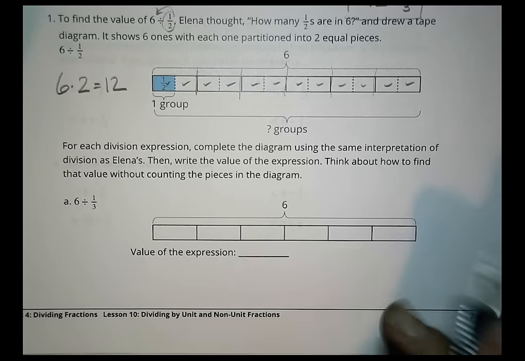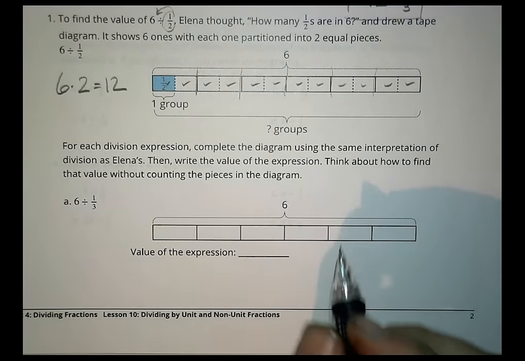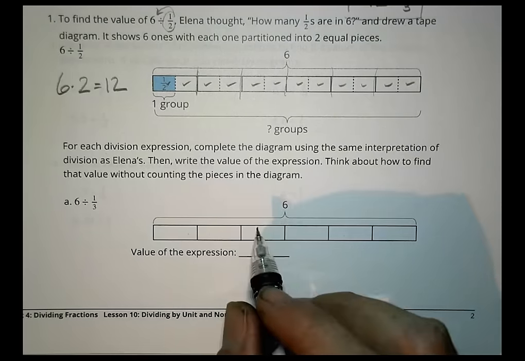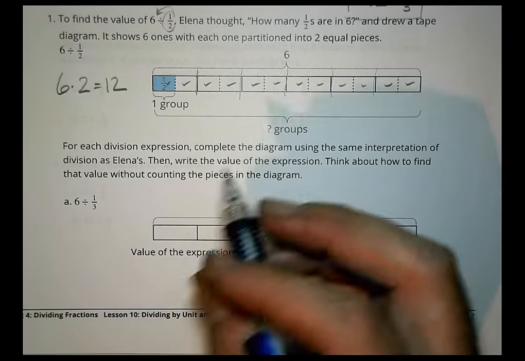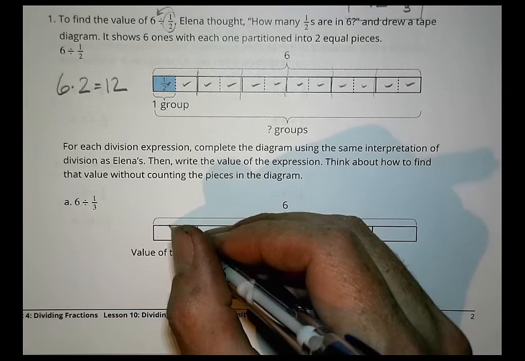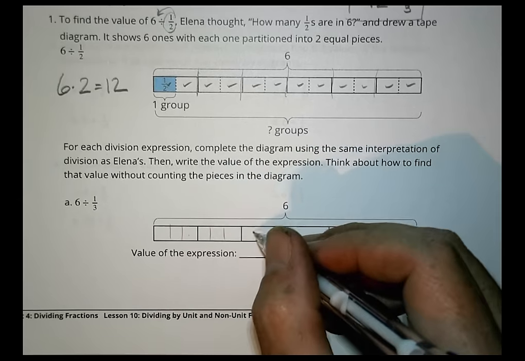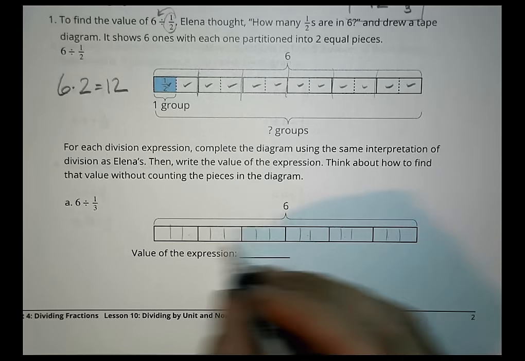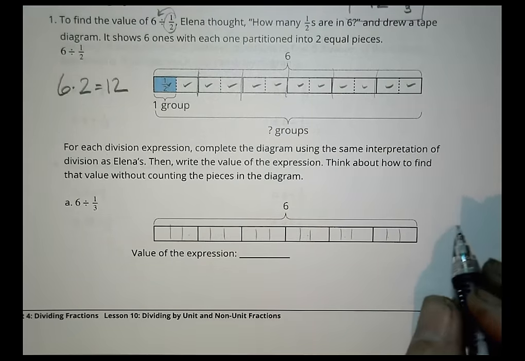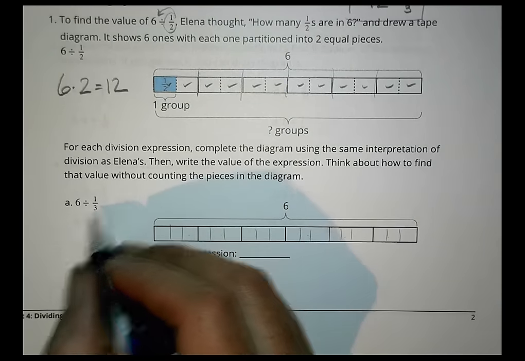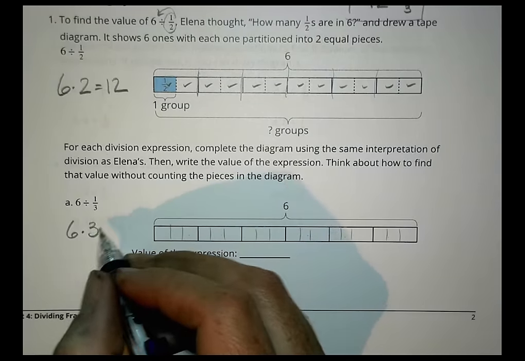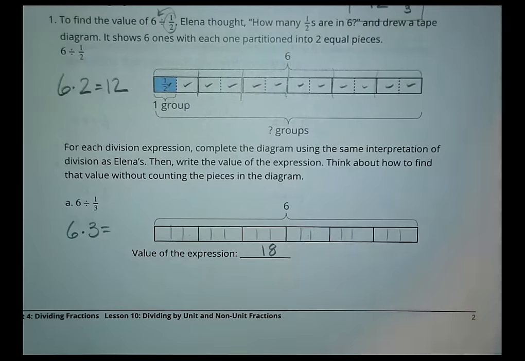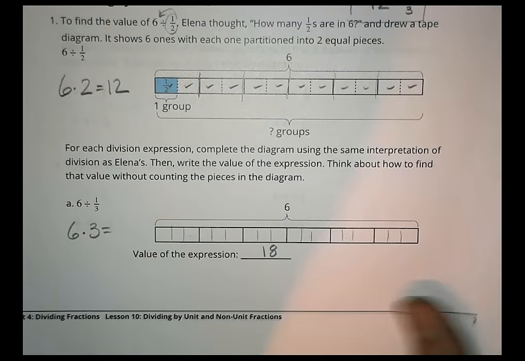So in the next one, she did 6 divided by thirds. So here's our 1, 2, 3, 4, 5, 6, and she takes each one, and instead of dividing into halves, she divides them into thirds, right? Which would be like 1, 2, 1, 2, 1, 2. We can see there are going to be quite a number of them there, aren't there? But we also recognize that dividing by a third is the same as multiplying by 3, which tells us the value of the expression would be 18. And we don't need to count them up, but you certainly could if you wanted to.